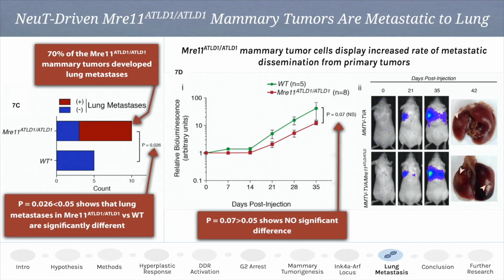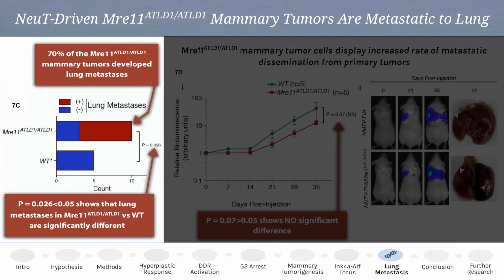Metastasis is the development of secondary tumors at a distance away from the cancer's primary site. In this case, NUT-driven Mre11 mutant tumors are metastatic to the lungs. We saw previously that tumor growth rates were equivalent in the Mre11 mutant versus wild type. Nonetheless, 70% of the Mre11 mutant tumors developed, shown histologically, meaning through biopsy or surgery, had confirmed lung metastasis. This was not seen in other genotypes analyzed, with a p-value of 0.026.